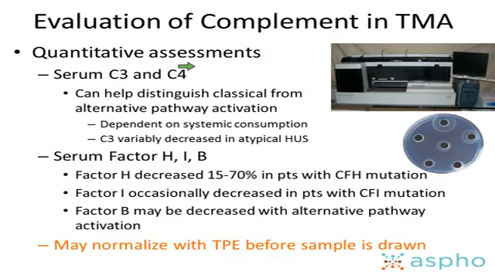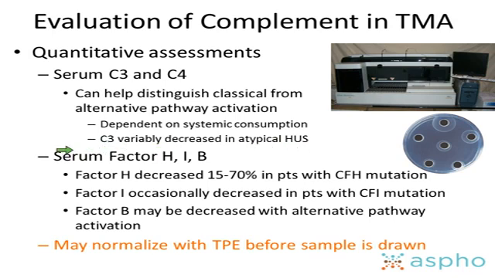Some additional assessments of complement in TMA include quantitative assessments. Serum C3 and C4 are measured widely by many clinical laboratories, and this can help distinguish between classical and alternative pathway activation. A low C3 and normal C4 would be more in keeping with alternative pathway activation rather than classical or lectin pathway activation. But again, this is highly dependent on systemic consumption of C3 and C4. And as a result, the C3 level can be variably decreased and may be normal in patients with atypical HUS.